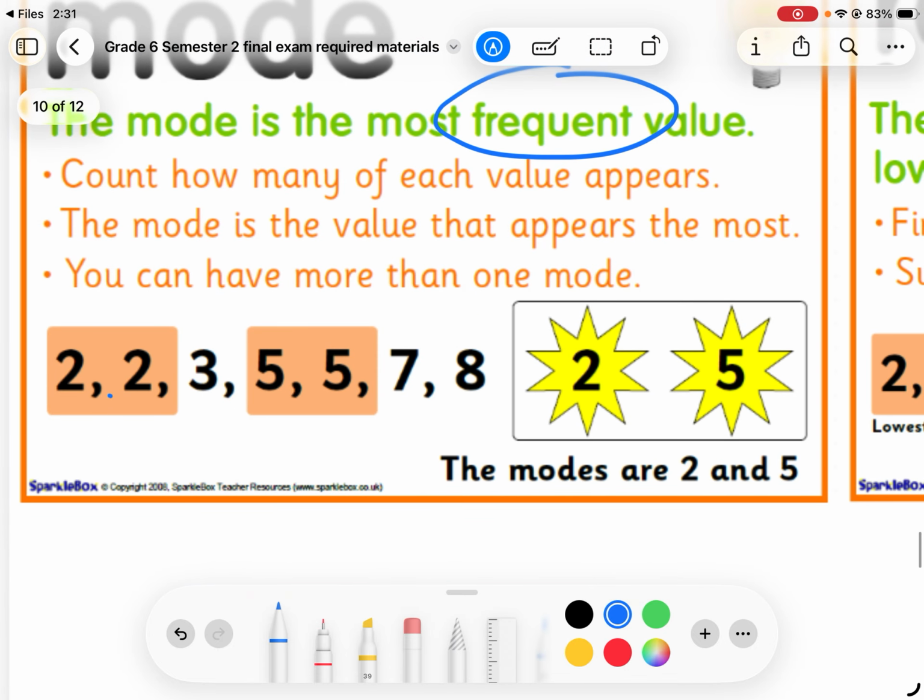But what if I had 3 2s and 2 5s? In this case the mode will be 2. Why? Because I have 3 2s and only 2 5s, so 2 is the most repeated.